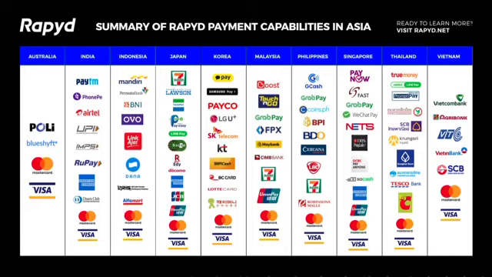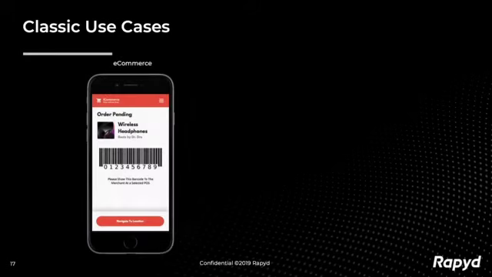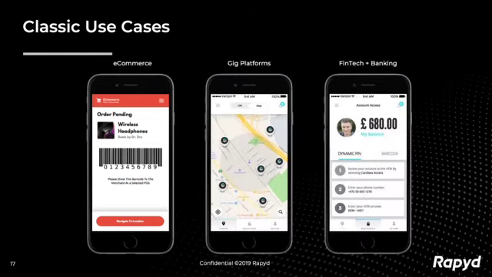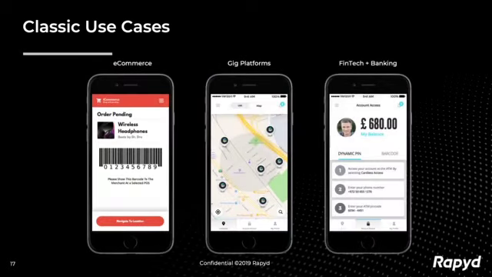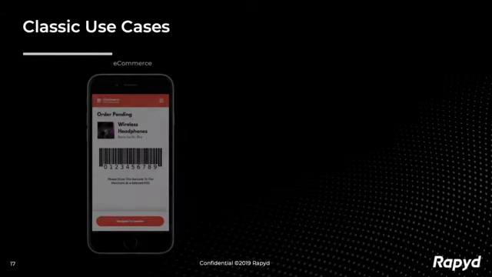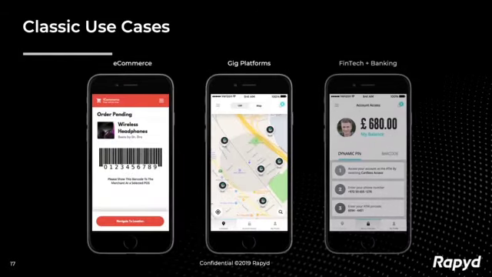The classic use cases we see are usually e-commerce sites. We have a lot of customers who are collecting cross-border payments. We work with a lot of gig platforms, and that's because of our ability to disburse funds, not only collect funds. The third area where we've seen a lot of traction is fintech and banking, where customers are looking at collecting money from various investors and disbursing money out to them as and when they liquidate their funds, liquidate their stocks. So these are the classic use cases we've seen.